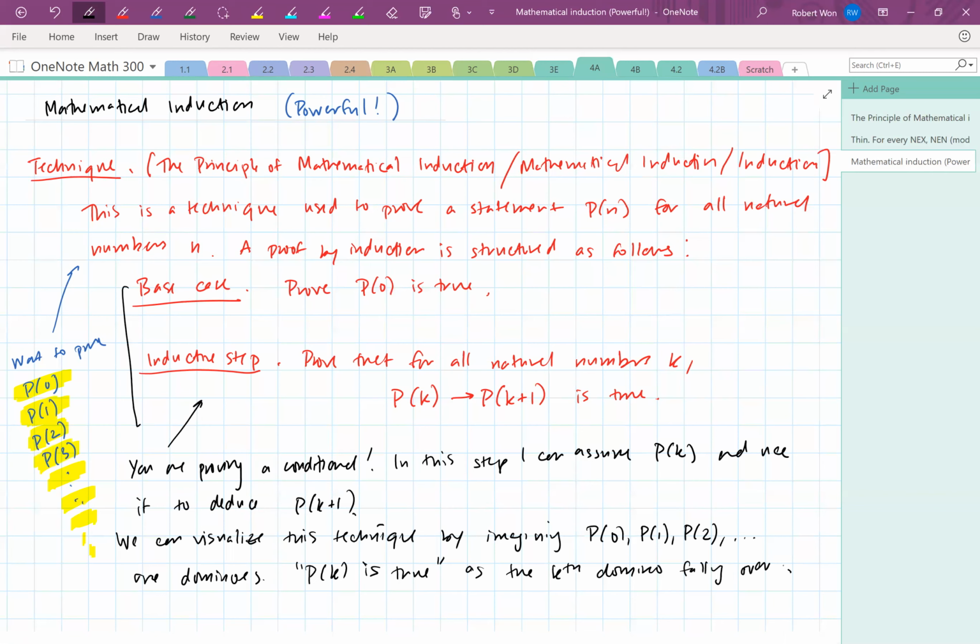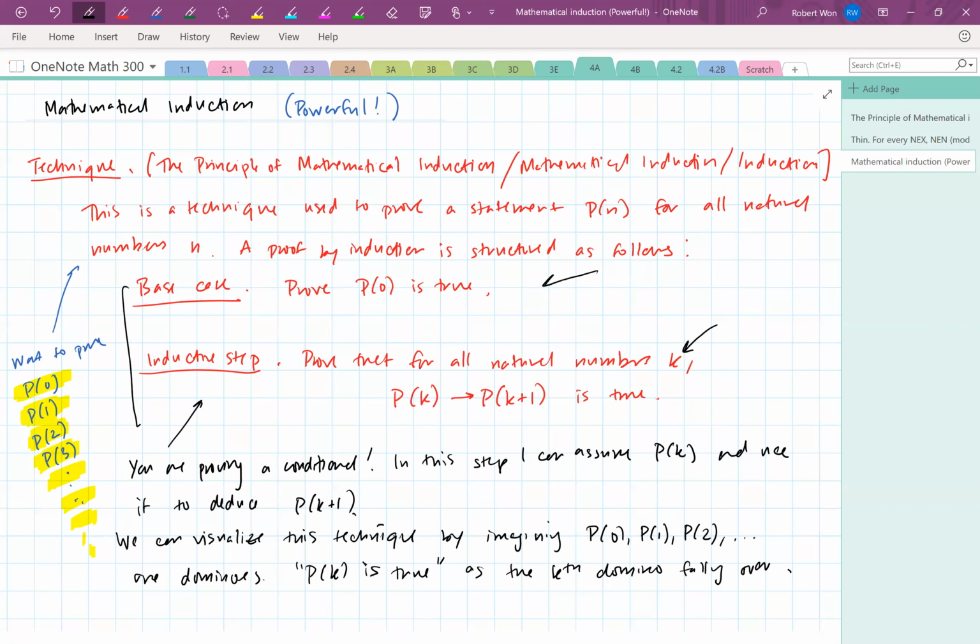Well, in the inductive step, what you're proving is that if the kth domino falls over, then the k plus first domino also falls over. So in the inductive step, you're proving that one domino knocks over the next domino. So I have a bunch of dominoes, and I've just proven that if the kth domino falls, then the k plus first domino falls. And then the base case is like pushing over that first domino. So I've lined up all my dominoes. I prove that each one pushes over the next domino. And then I push over the first domino. That means all the dominoes will eventually fall over.